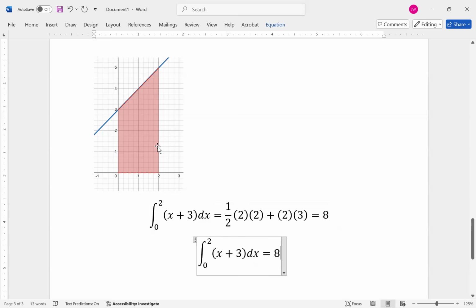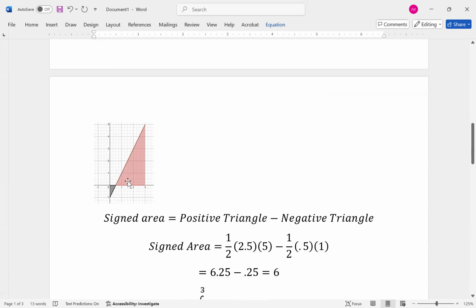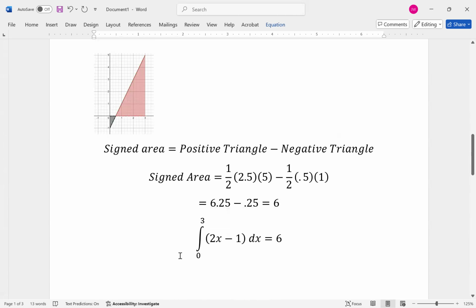Now, these two examples were very nice to find the definite integral because they worked out geometrically into either adding or subtracting nice geometrical objects like triangles and rectangles.